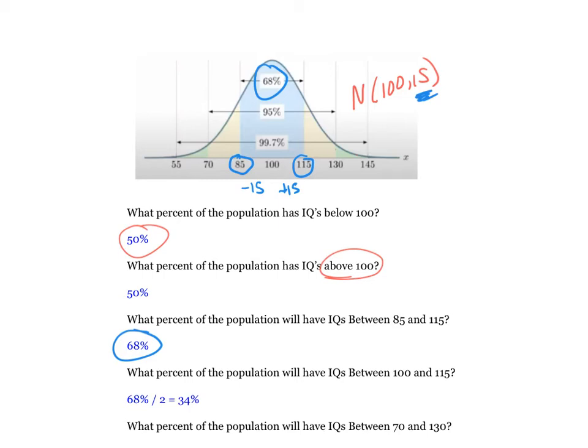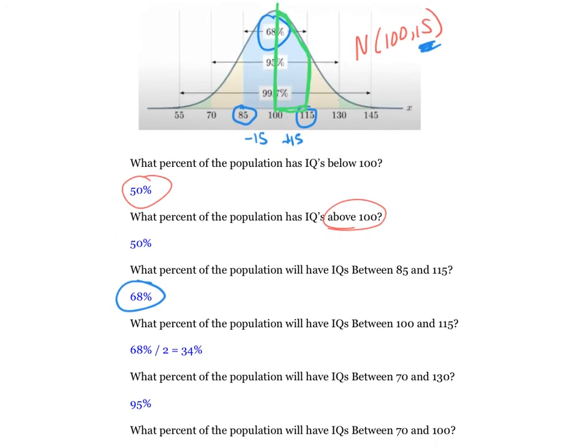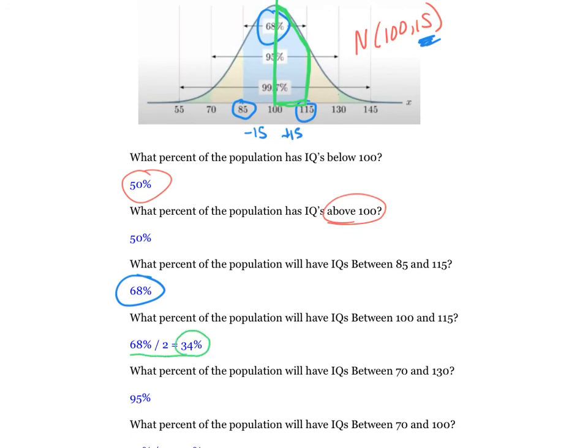Okay. Next question, what percent of the population will have IQs between 100 and 115? Now, this is where you have to use your head a little bit. I'm going to switch colors. Between 100, which is in the middle, and 115, which is right here. Well, that's half of the whole distance between 85 and 115. And by symmetry, it would have to be half of 68. So half of 68 is 34%. So on the graph, you'd have 34% here and 34% here. So that's the kind of game you can play. You can use symmetry to help, right?